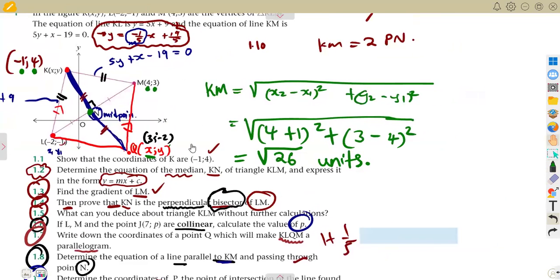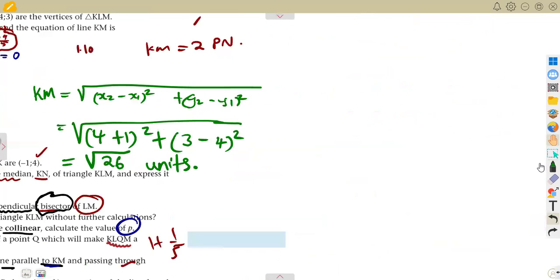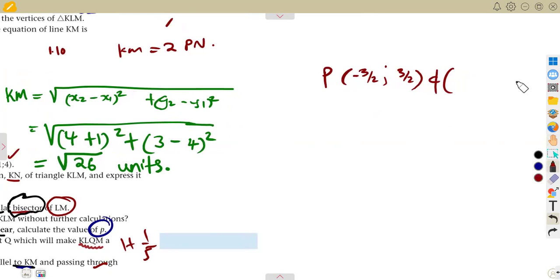Then for PN, we have the point N here. N was the midpoint we calculated, it was (1, 1). Also, P we calculated in the previous part: our point P was (-3/2, 3/2), the point of intersection of those two lines from the previous question. So we have the 2 points.